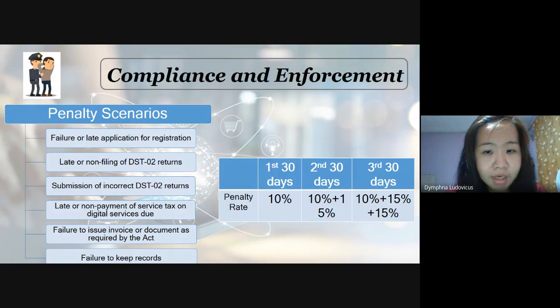As for the penalty rate, if a person does not pay in the first 30 days, the penalty will be 10% of the service tax. If they still fail to pay after the second 30 days, an additional penalty of 15% would be added. And if they still did not pay after the third 30 days, another 15% additional penalty will be added. Next slide.